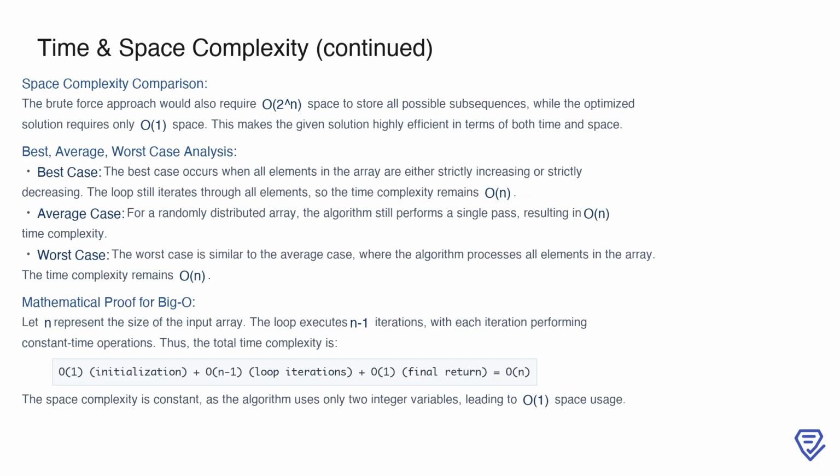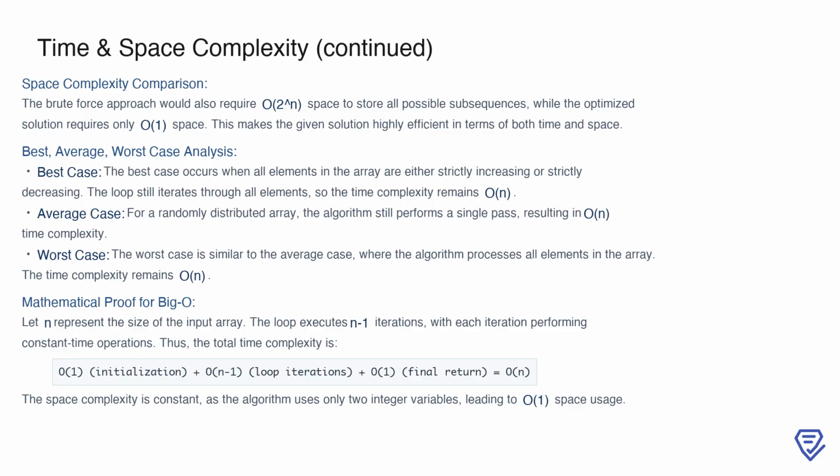When comparing space usage further, the brute force approach not only suffers from exponential time complexity but also requires O(2^n) space to store all possible subsequences. In contrast, the optimized solution requires only O(1) space, as it uses just two integer variables. This makes the optimized solution significantly more efficient in terms of both time and space.